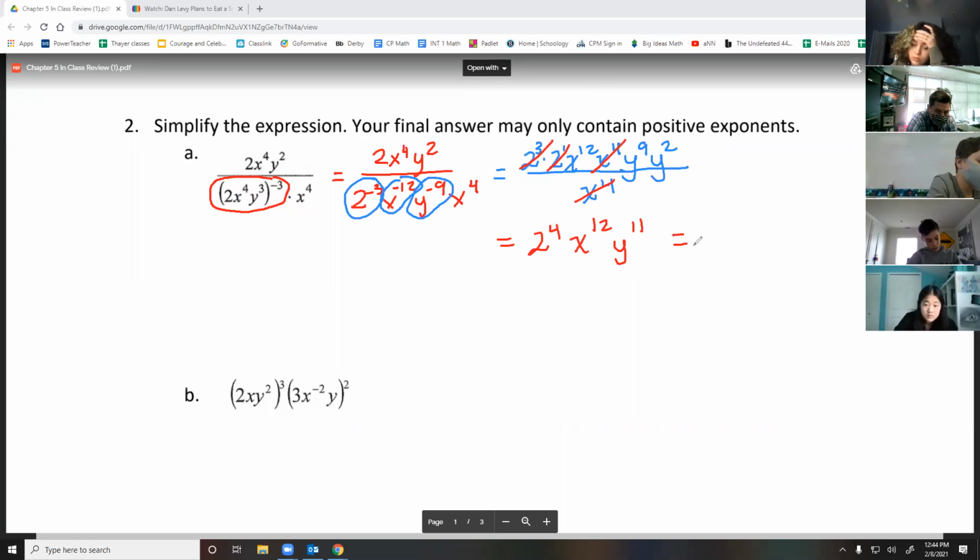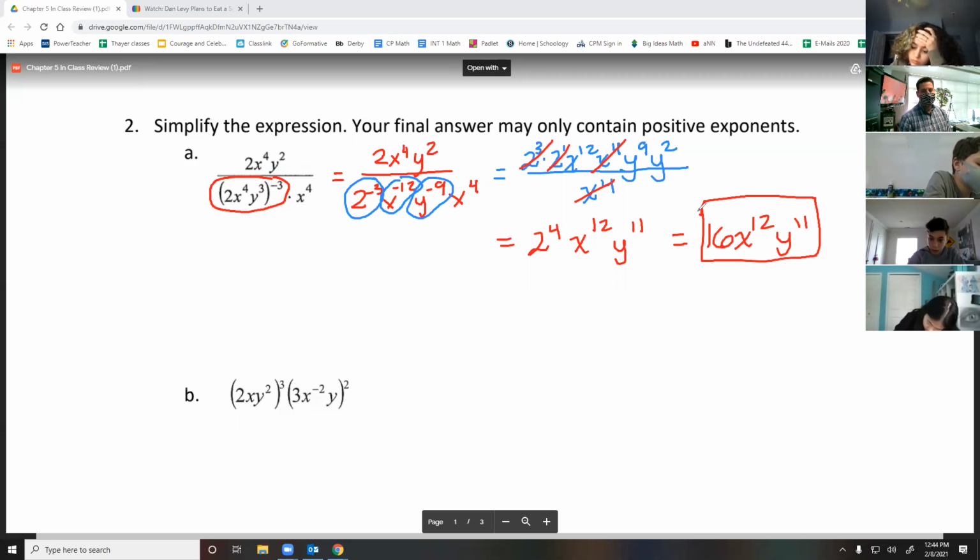Final answer, I'm going to calculate 2 to the 4th power, which is 2 times 2 times 2 times 2. That's 4 times 2, that's 8. 8 times 2 is 16. So 16, x^12, y^11. That's going to be my final answer here. I'm going to pause right here for questions.